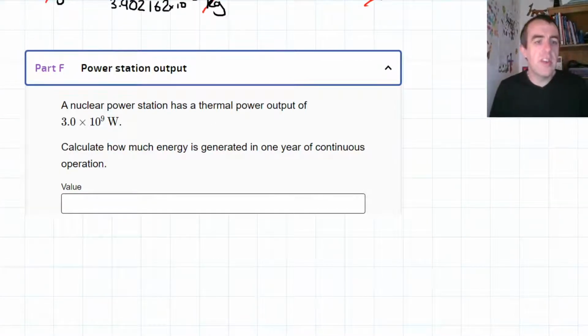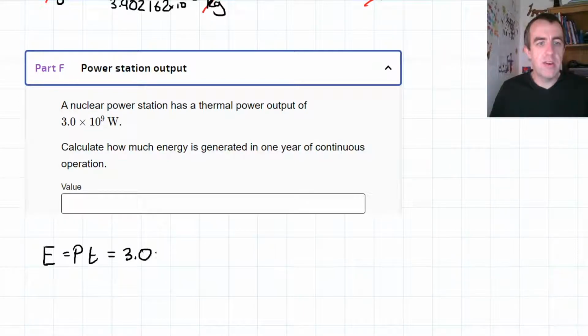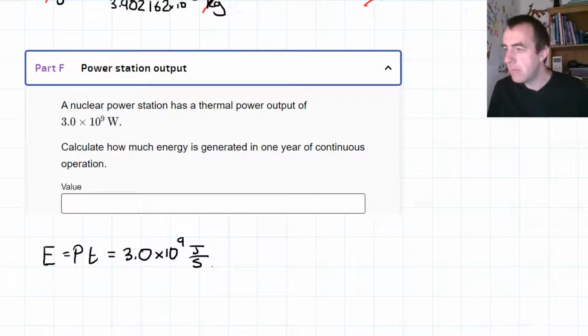So, how long is a year in seconds? That's what we need. So the energy that's released in 1 year, which is what it asks for, is equal to the power multiplied by the time. The power is 3.0 times 10 to the 9 watts, and watts is equivalent to joules per second. That's what the unit of a watt means. So now we need to multiply it by a time, and if that time is in seconds, we can cancel the second unit, and we're left with joules.